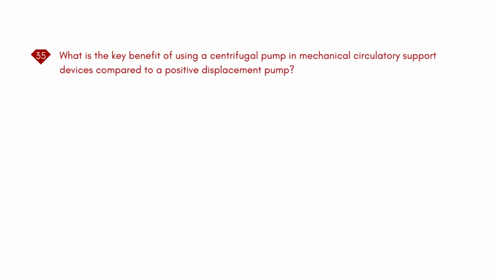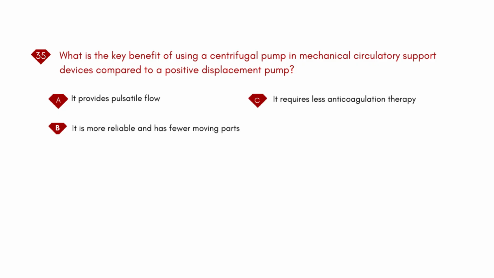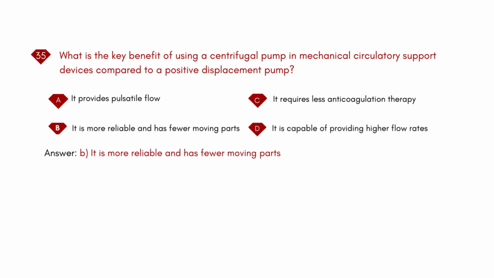What is the key benefit of using a centrifugal pump in mechanical circulatory support devices compared to a positive displacement pump? A. It provides pulsatile flow. B. It is more reliable and has fewer moving parts. C. It requires less anticoagulation therapy. D. It is capable of providing higher flow rates. Answer: B. It is more reliable and has fewer moving parts.